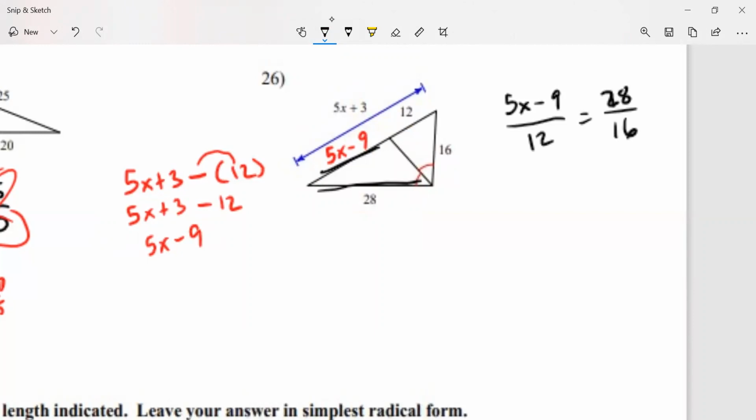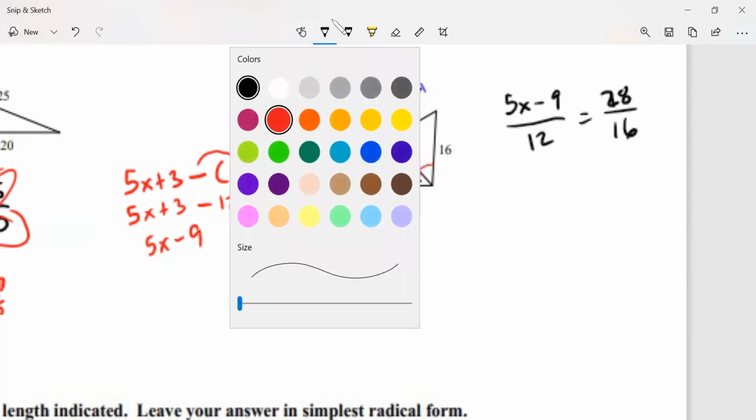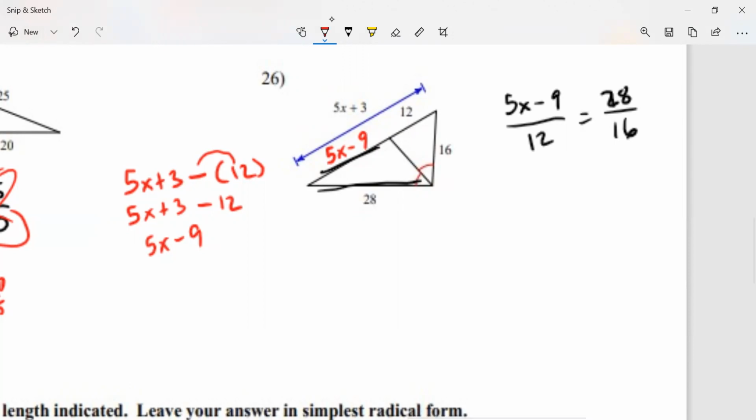If you don't want to deal with big numbers, simplify your fractions. Right? 28 and 16, you can divide each by 4. Also, the numbers at the bottom, 12 and 16, you can also divide those by 4. You can always simplify. I'm not going to simplify because I'm going to use a calculator. You can use a calculator as well. So I'm not going to simplify, but again, if you don't want to deal with big numbers, simplify. All right, so let me multiply it this way. Let me cross multiply it.